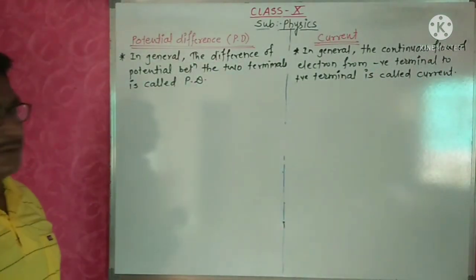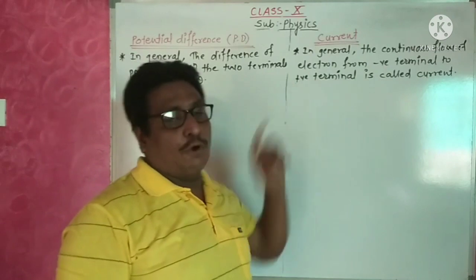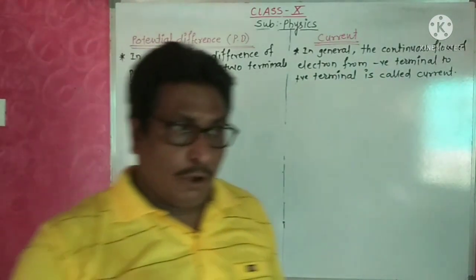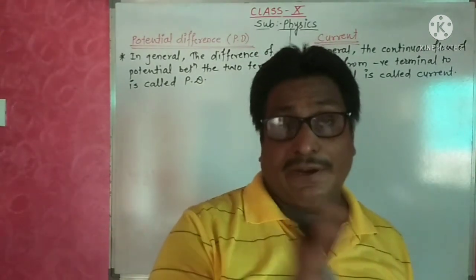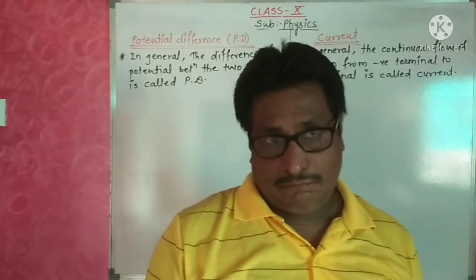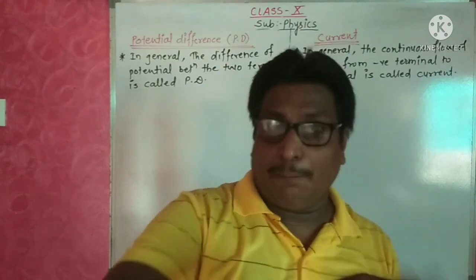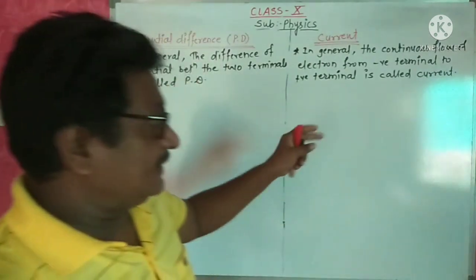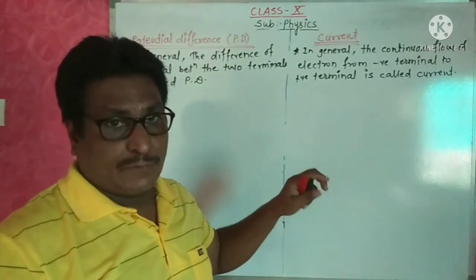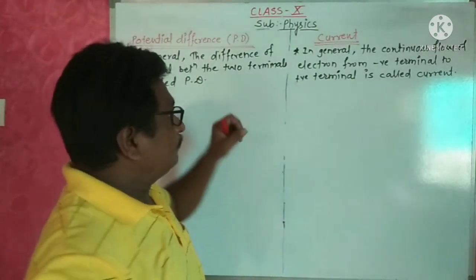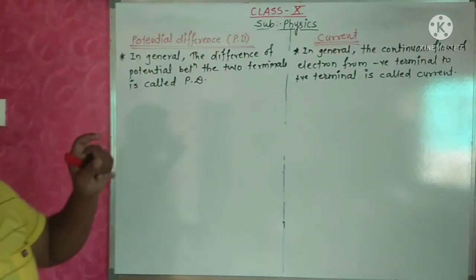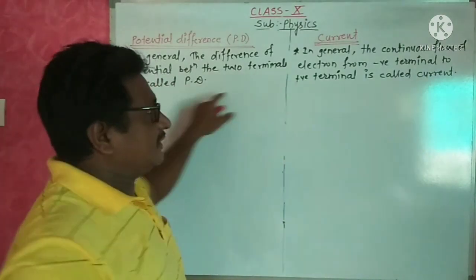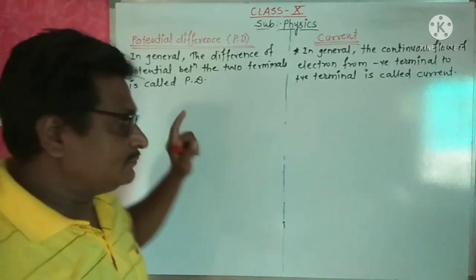What is the meaning of current? Continuous flow of electron from negative terminal to positive terminal. Always electrons are moving from negative to positive terminal, but the current is flowing opposite of that, positive terminal to negative terminal. That will come in the next topic, the flow of electron. From that we can decide the direction of current. So hope you understand this first point, the general definition of current and potential difference.